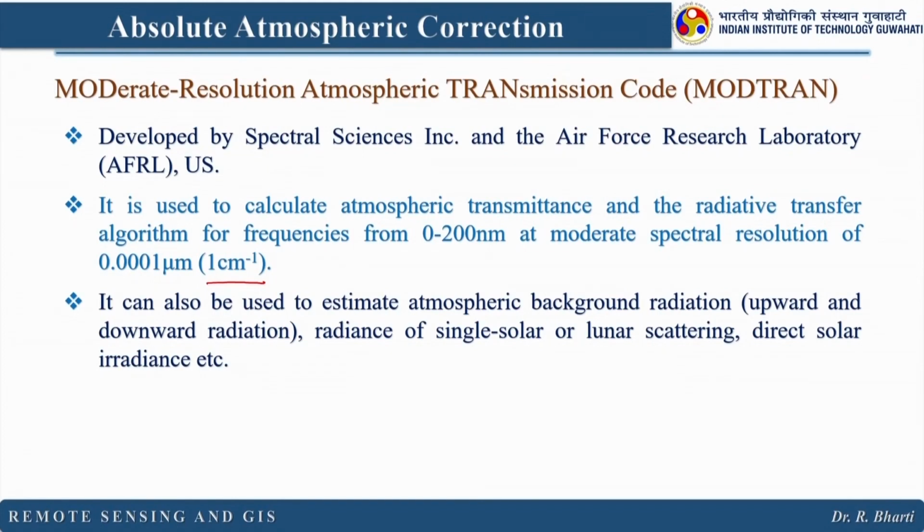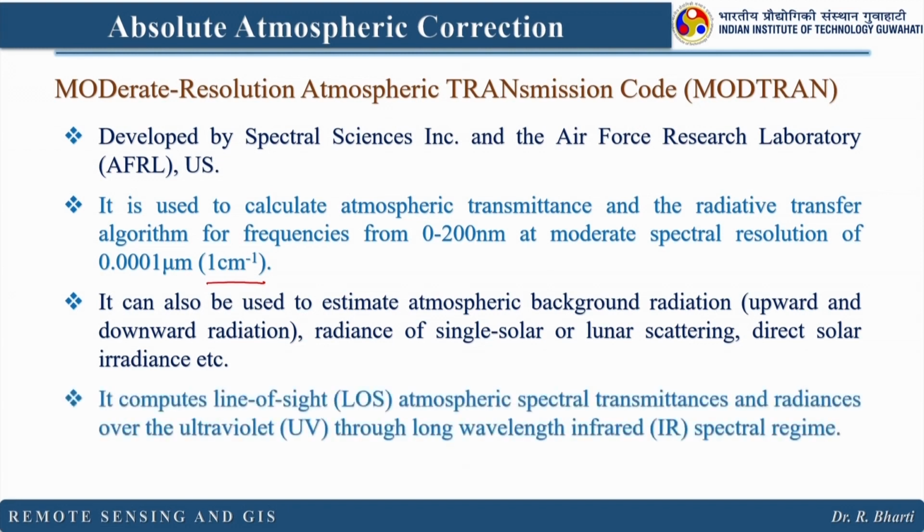It can also be used to estimate atmospheric background radiation, upward or downward radiation, radiance of single solar or lunar scattering, direct solar irradiance, etc. It computes line of sight atmospheric spectral transmittance and radiances over the ultraviolet through long wavelength infrared spectral regime, right.